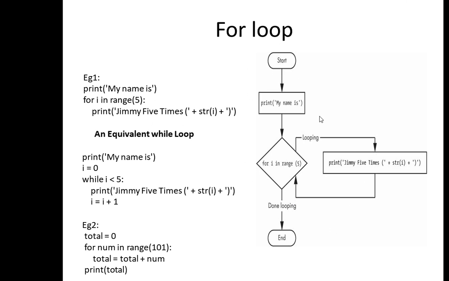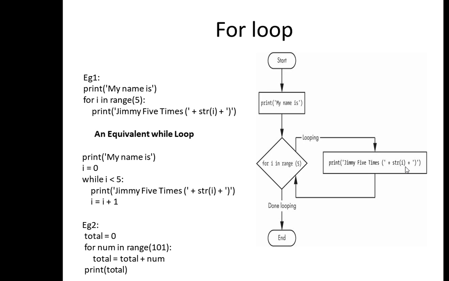So this is an example. Suppose we want to print our name, "My name is Jimmy", 5 times. So how do we control that? Using the range function. Once it comes into this condition, for i in range, we can control the number of times it prints, as many times as we want.